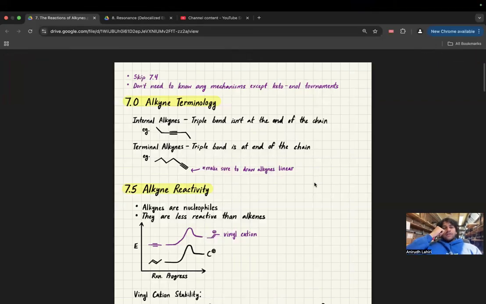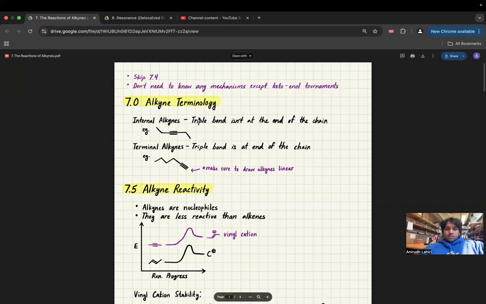Okay, we have the reactions of alkynes. So the last chapter went over the reactions of alkenes, okay? And you'll find that alkenes and alkynes have very, very similar modes of reactivity. So as long as you had a good understanding of alkenes and their reactivity, alkynes will be pretty easy to grasp, okay?